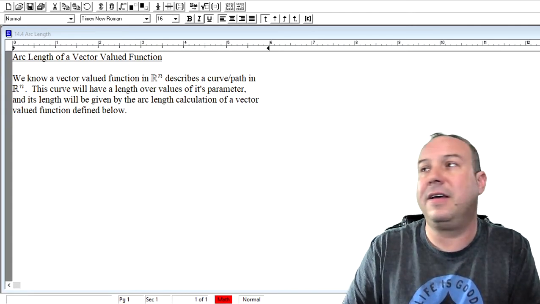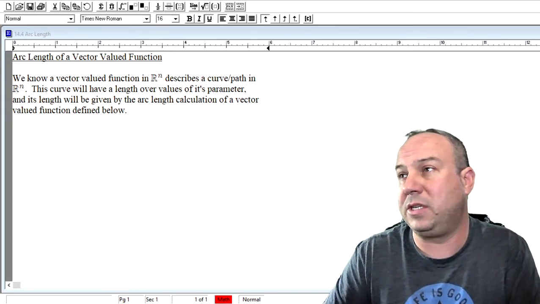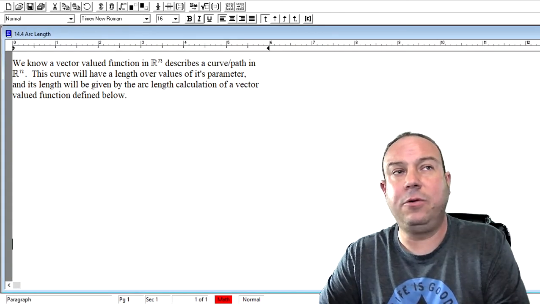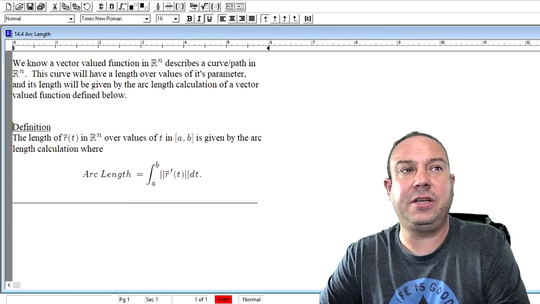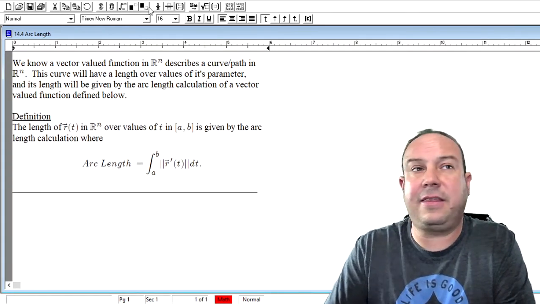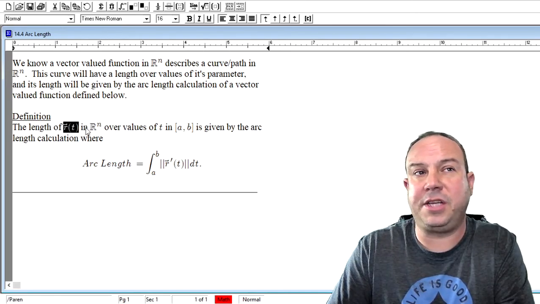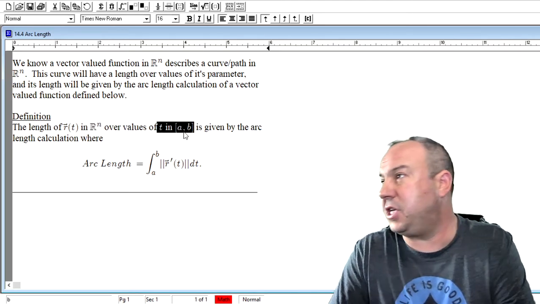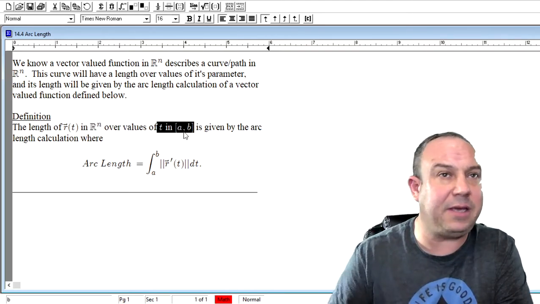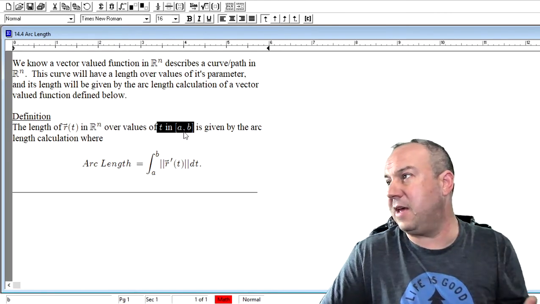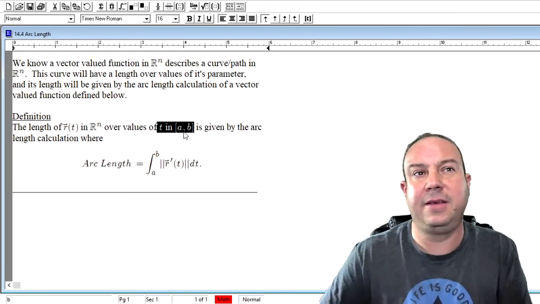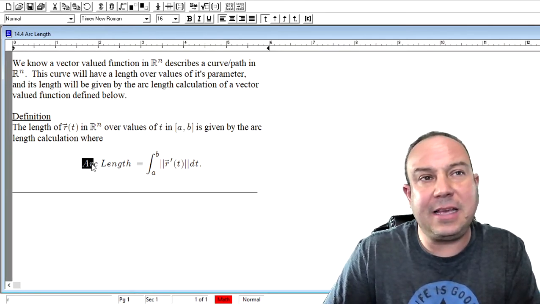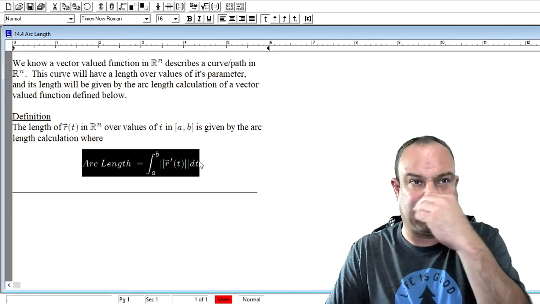And that calculation is what we see down here below. If I bring that up into view, by definition, the length of a vector valued function, r bar of t, in our n-dimensional space over values of the parameter t in this closed interval from a to b, the length of that n-dimensional curve or path over some interval of its parameter from a to b is given by this calculation seen down here.